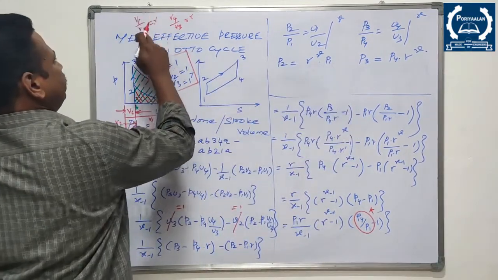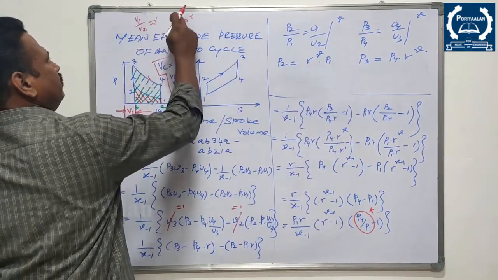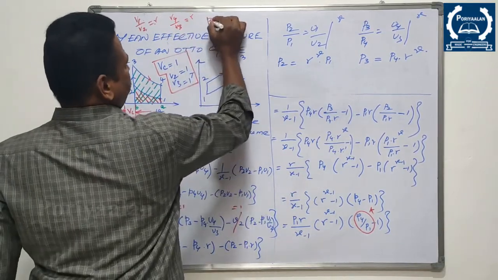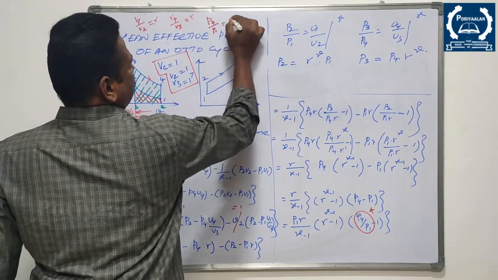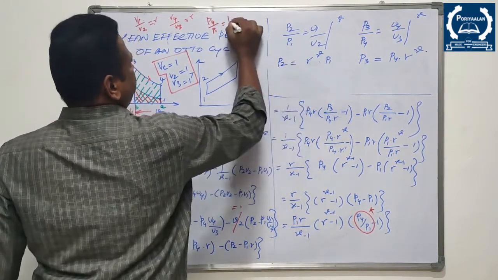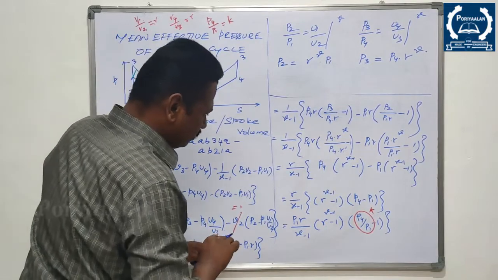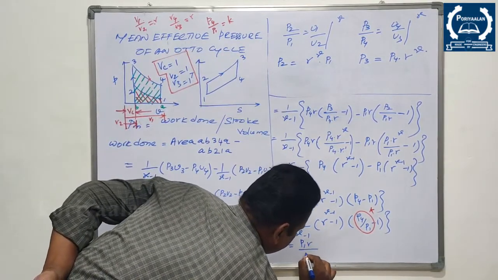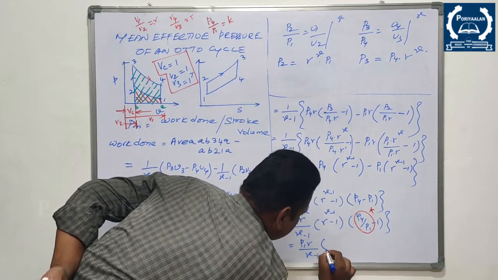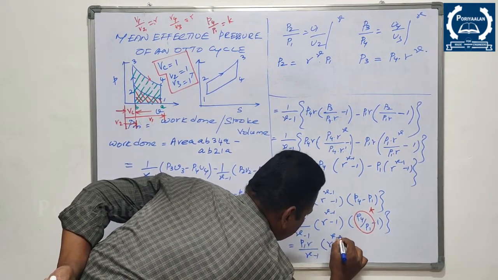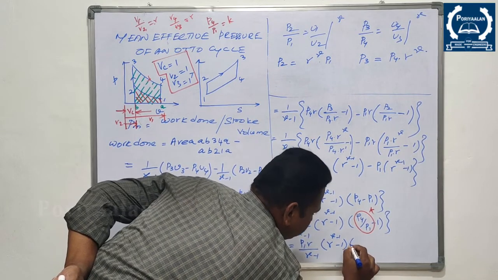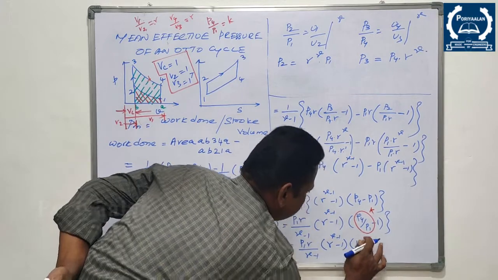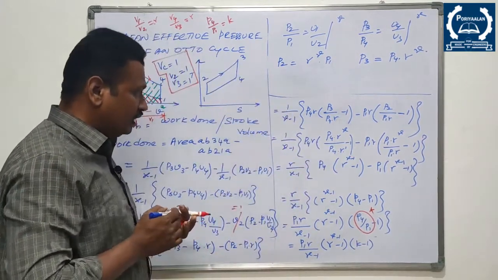So V1 by V2 is the compression ratio, V4 by V3 is also the compression ratio. Likewise P4 by P1 is the pressure ratio, let it be K, right. So finally the work done expression will become P1r divided by gamma minus 1 multiplied with r power gamma minus 1 minus 1 into K minus 1. So this is the expression for work done.